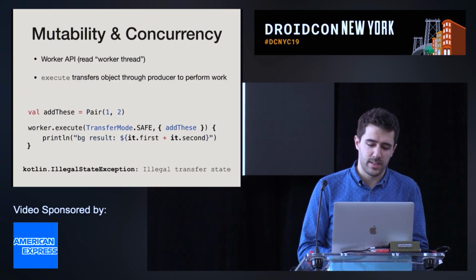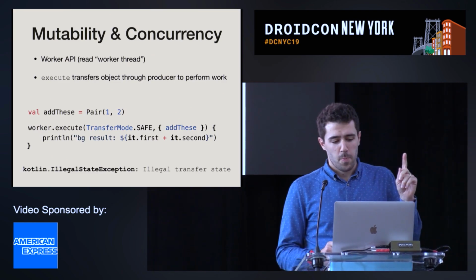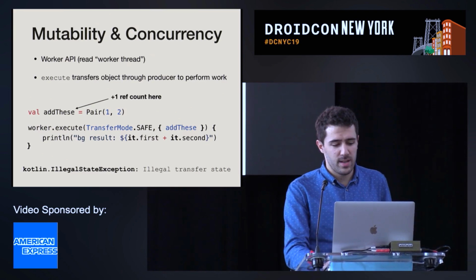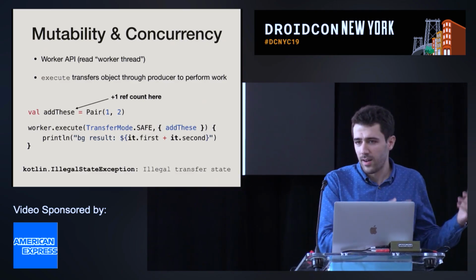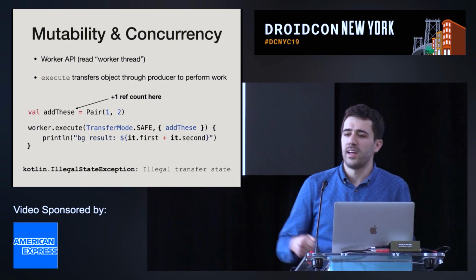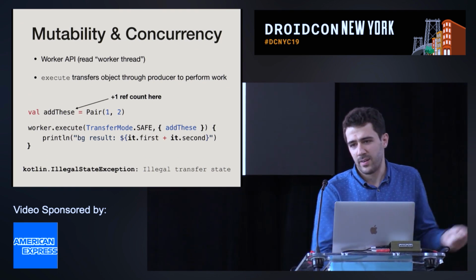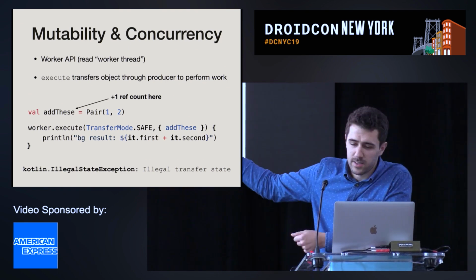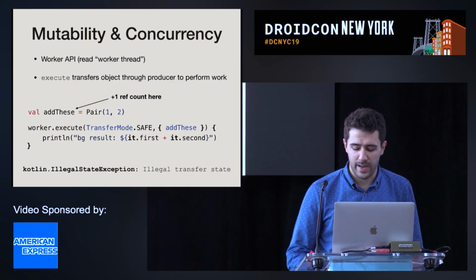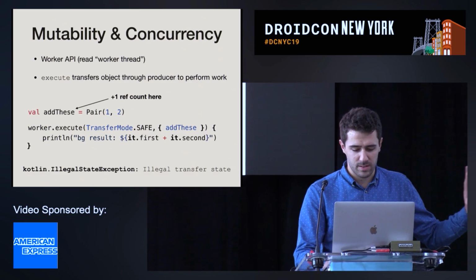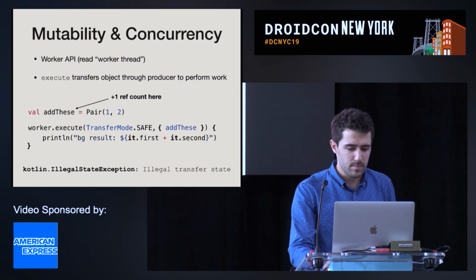Again, there are two things we can do to fix this, but first I'll talk about why this happens. So it turns out that when we created a reference to our pair, that actually incremented the reference count by 1 on that thread. And so then when Kotlin Native went to transfer add these to the background, it says, hey, there's still a reference on this thread, it's not safe to transfer it, illegal transfer state. Okay, well, I just told you those two rules, so there are two options we have for dealing with the situation. Let's look at option 1.